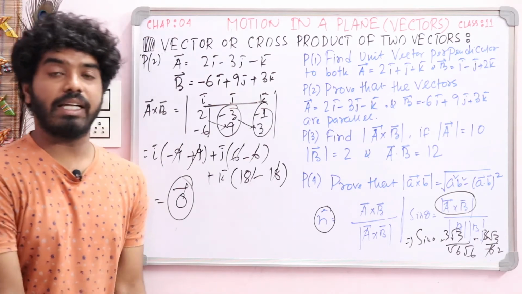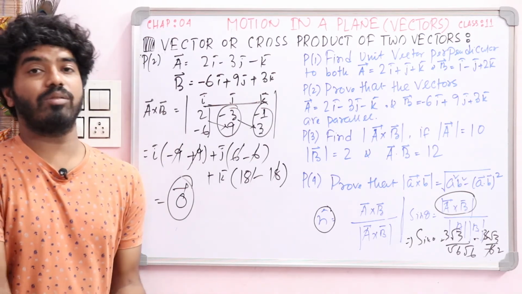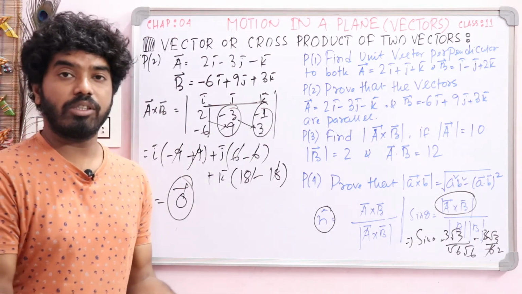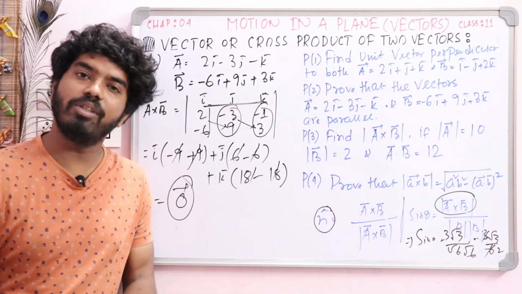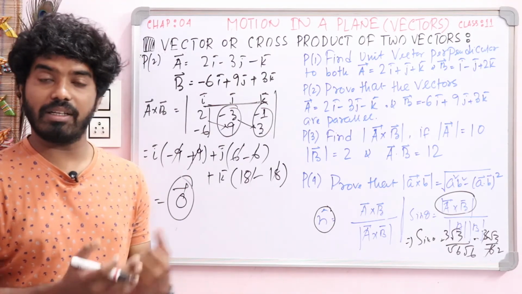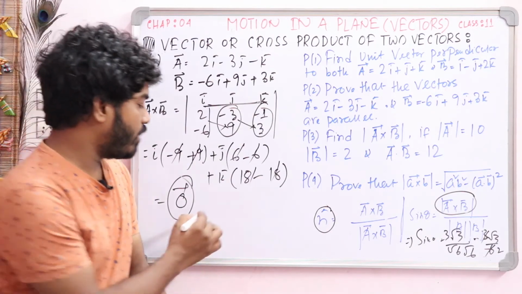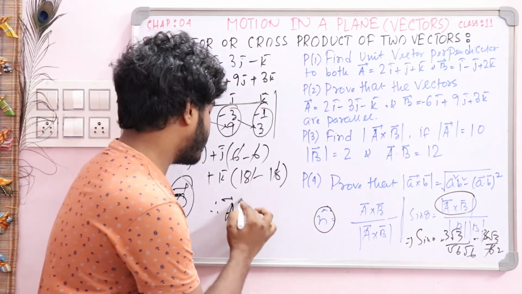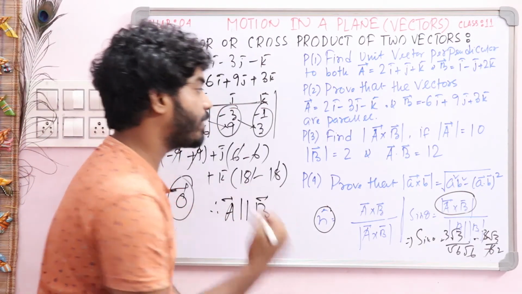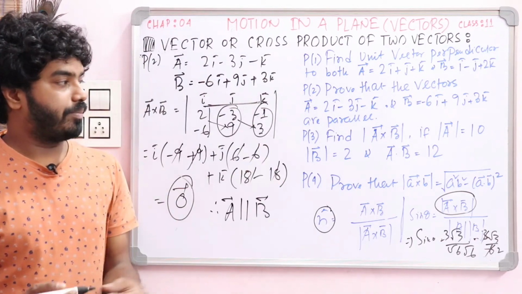And we already learned that if two vectors are parallel as well as anti-parallel, the cross product of two vectors becomes 0, the magnitude value is 0, and the result gives 0 vector. So from here you can easily say that vector A is parallel to vector B. Okay, now see problem 3.